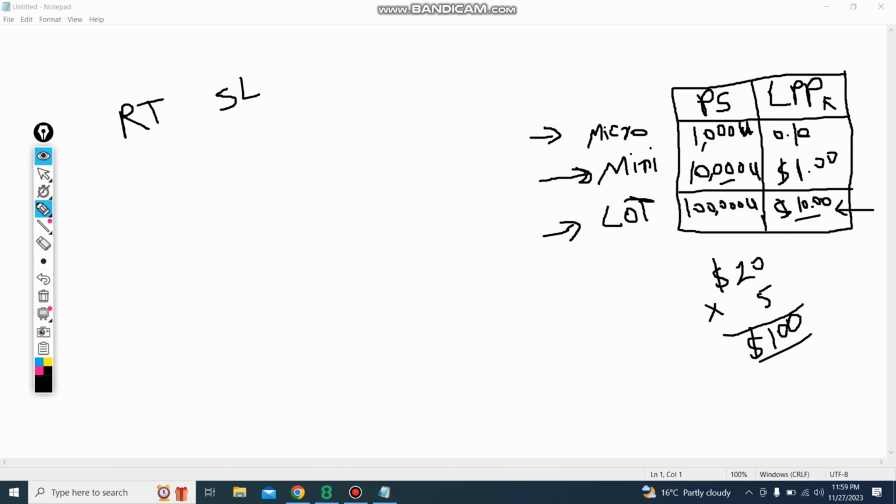So our formula is gonna go like this. Our risk tolerance, whatever that number is you are willing to lose, divided by our stop loss in pips, is going to equal our losses per pip. The amount of money we can stand to lose per pip, which we are gonna use this table to figure out our position size after we get this number.